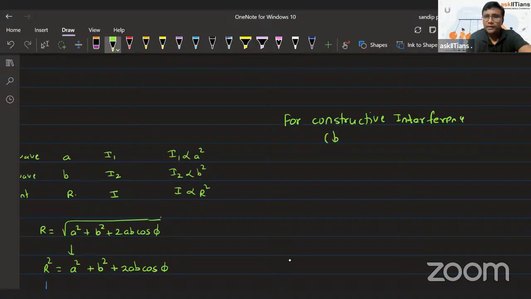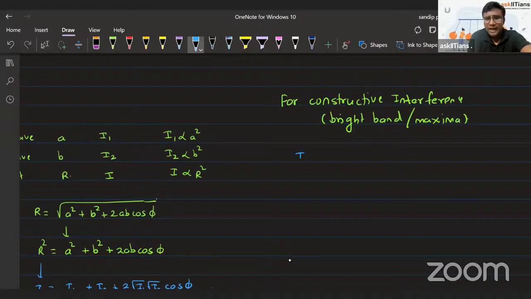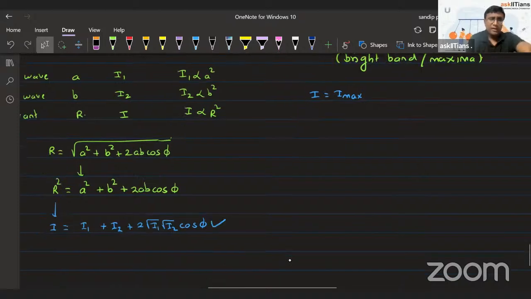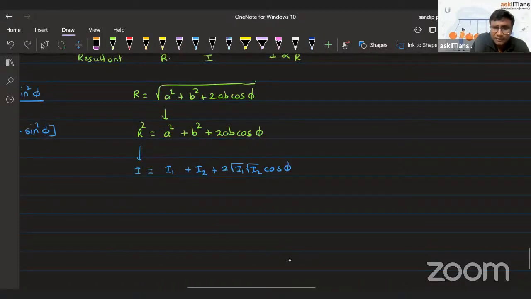Or bright band or maxima. What I can say in this case is that I will be I max. The value of I will be maximum if this cos phi has the value 1. Why? Because cos phi takes the maximum value as 1.